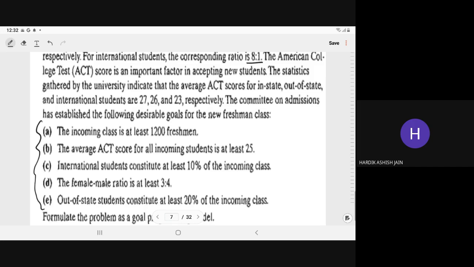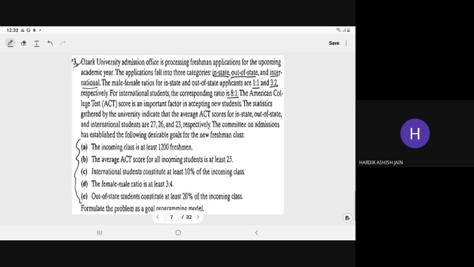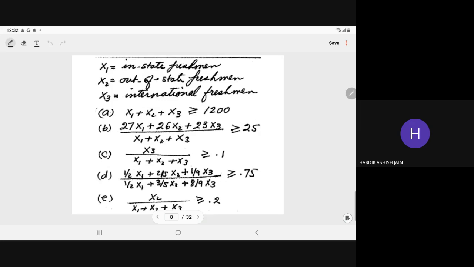Formulate the problem as a goal programming model. Clear question? So here we have the 3 types of students. Let's say x1, x2, x3 are the number of in-state freshmen, out-of-state freshmen, and international freshmen in a year.